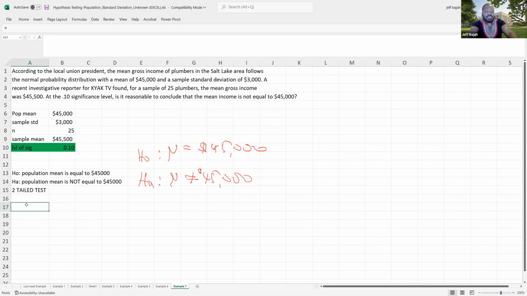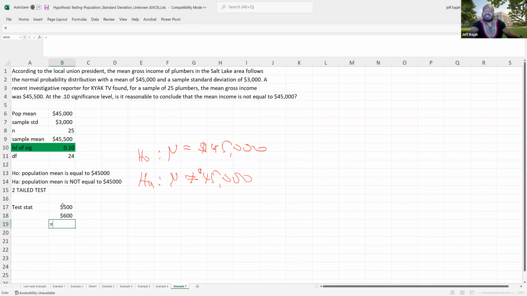Step 4 is we now find our test statistic. But before we do that, we need to find our degrees of freedom, right? And remember, our degrees of freedom is going to be n minus 1. All right, so we can do it step by step. We're going to do the sample mean minus population mean for the top. For the bottom, we can do our standard deviation divided by the square root of 25.